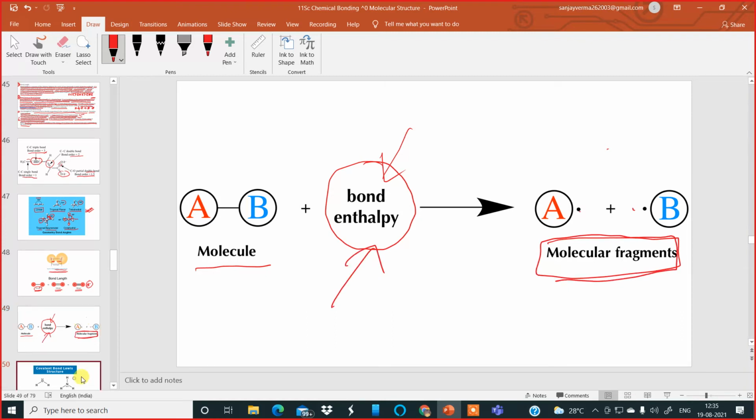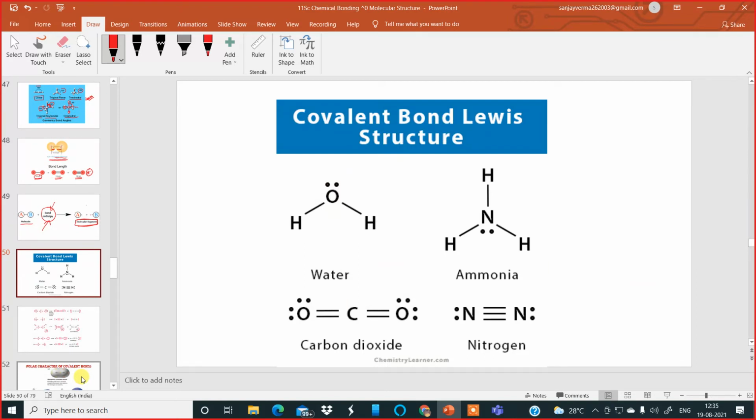Now coming to the next slide over here, covalent bond Lewis structures. The water molecule: the oxygen atom has 2 lone pairs. Ammonia molecule: nitrogen has 1 lone pair. This is the Lewis structure of carbon dioxide, Lewis structure of nitrogen. You can draw the Lewis structure of oxygen as well. Each oxygen atom has 2 lone pairs of electrons. This is something which you have learned in class 10 also.